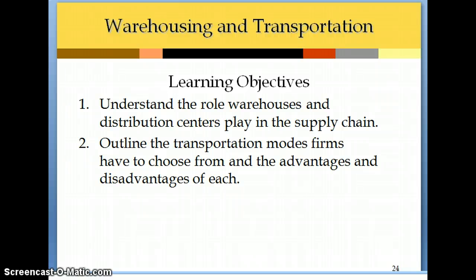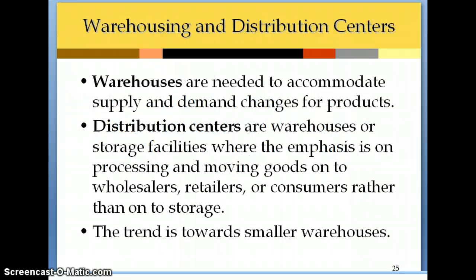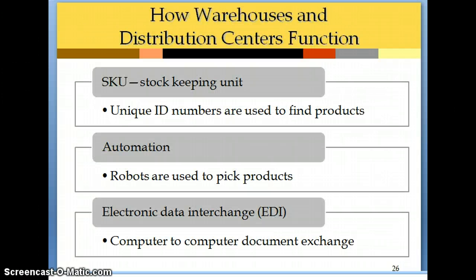Next, we're going to examine the role warehouses and distribution centers play in the supply chain. Outline the transportation modes firms have to choose from and the advantages and disadvantages of each. Warehouses are needed to accommodate supply and demand changes for products. Distribution centers are warehouses or storage facilities where the emphasis is on processing and moving goods on to wholesalers, retailers, or consumers rather than on storage. The trend is toward smaller warehouses.